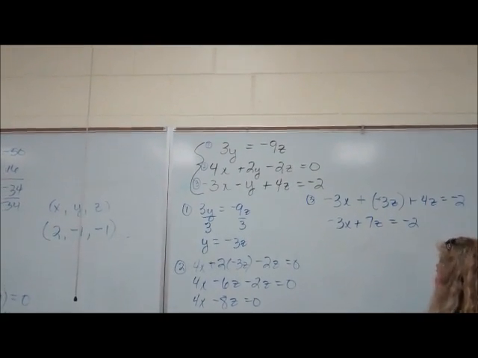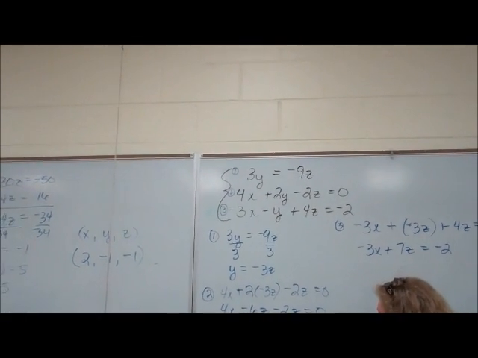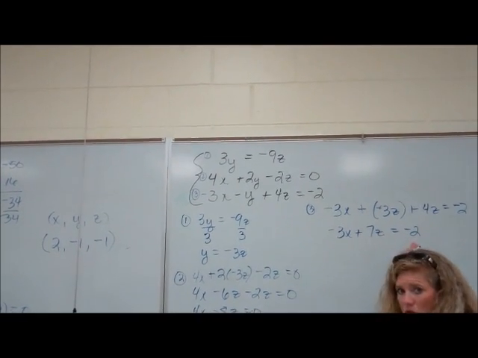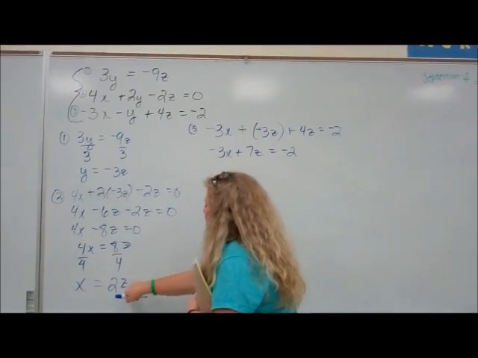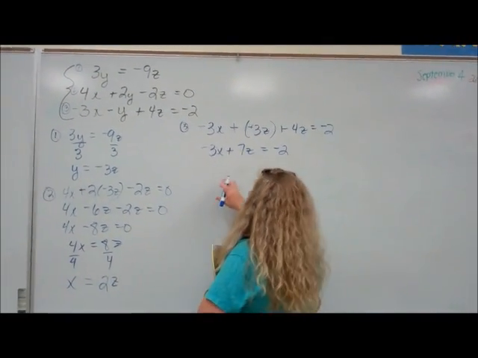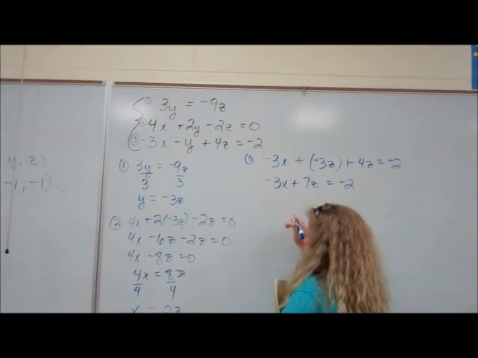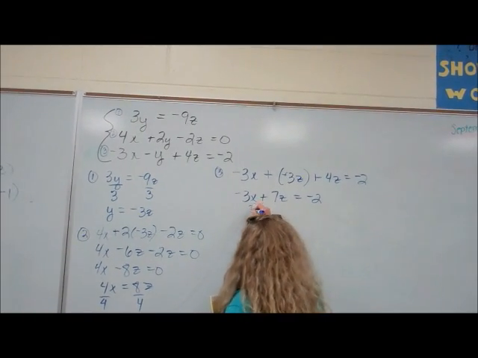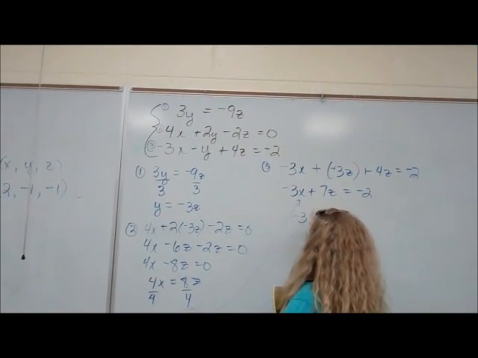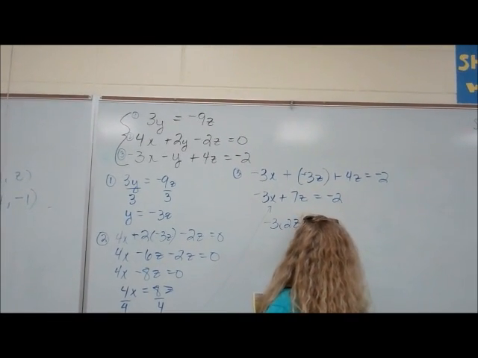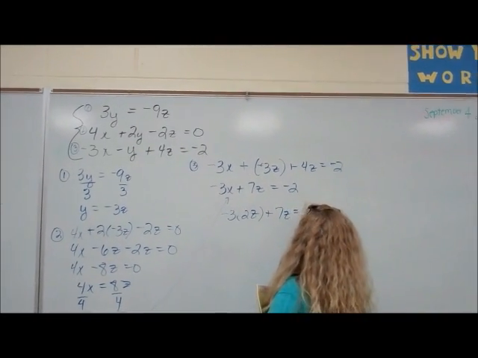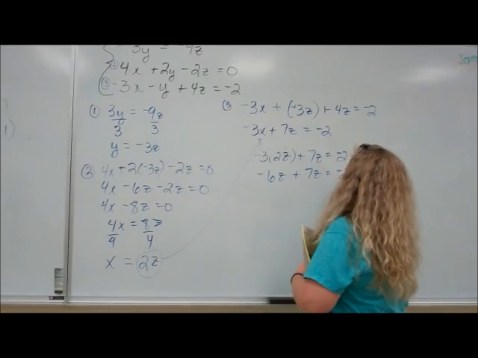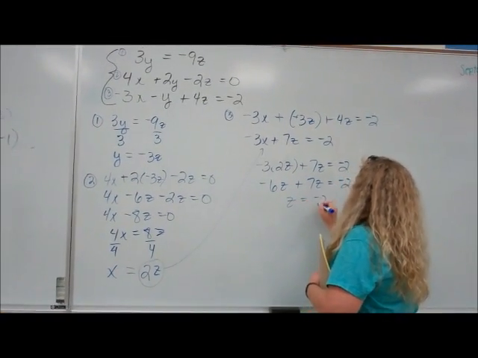Now we need to solve for z. Here we've got x equals 2z, and here we've got negative 3x plus 7z equals negative 2. If we plug in 2z for x right here, we can solve for z very quickly. So I'm going to take this x, which is 2z, and replace it right there. Negative 3 times 2z plus 7z equals negative 2. Negative 6z plus 7z equals negative 2. When we add these, we've got z equals negative 2.